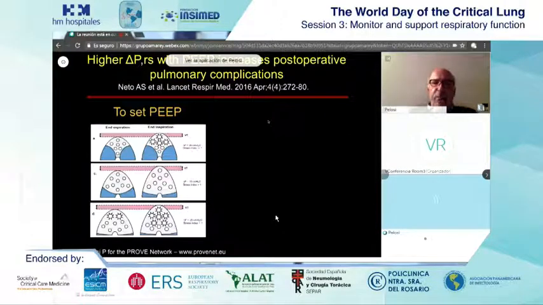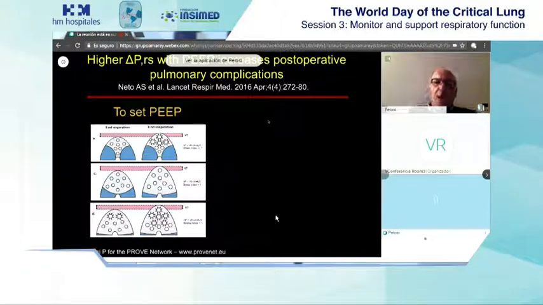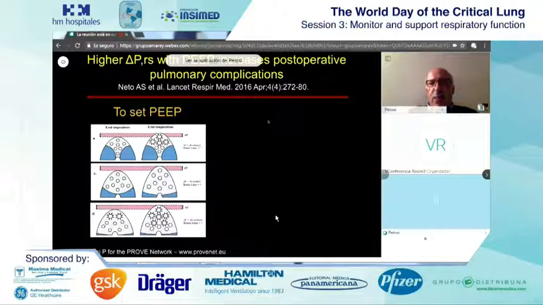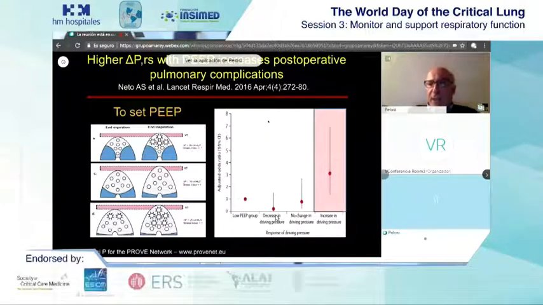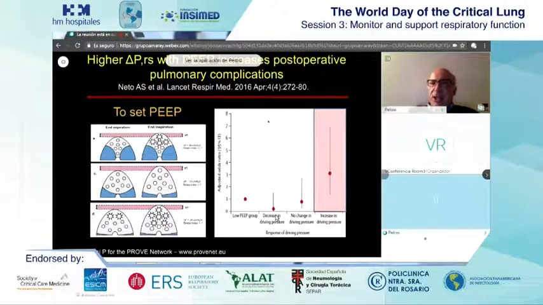Finally, if we increase the PEEP too much, delivering the same amount of tidal volume, we again have an increase in driving pressure. So, one hypothesis is that we can set the PEEP according to the best driving pressure, and on the other side, avoid a PEEP high enough to increase the driving pressure. This is exactly what we found in our studies in surgical patients.